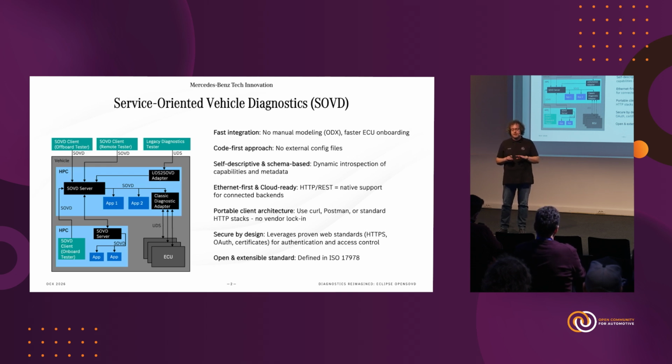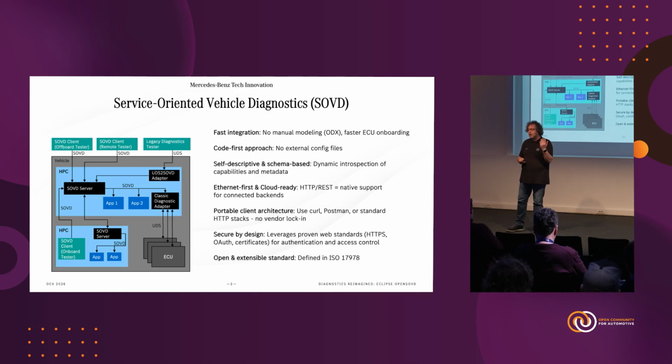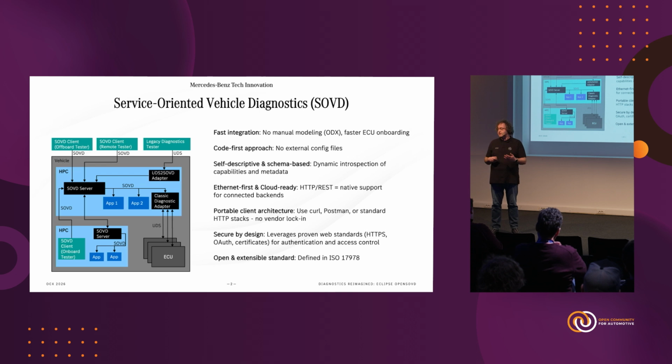UDS is basically based on bit manipulation and a very intricate protocol on the vehicle bus, and SOVD is basically HTTP and RESTful interfaces. It uses known standards like HTTPS, OAuth, which we also will see a little bit, and has self-descriptive capabilities, and so it's much more modern.